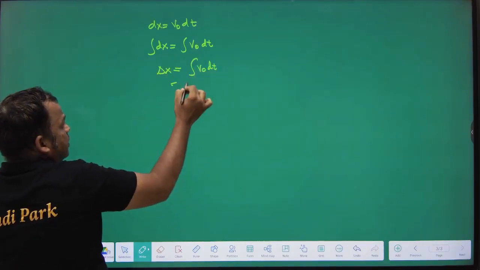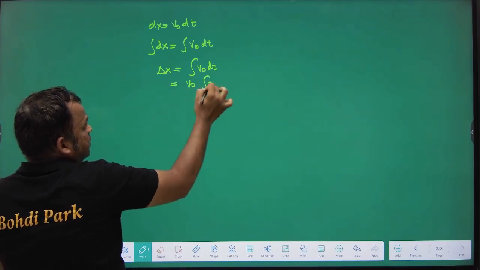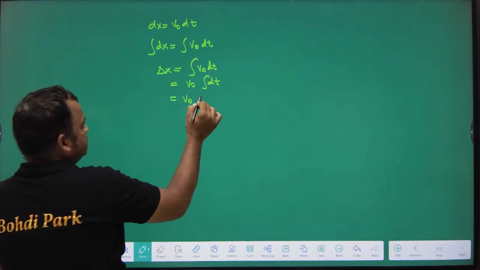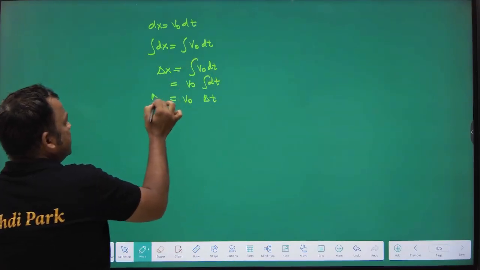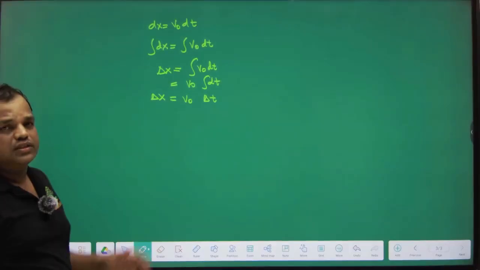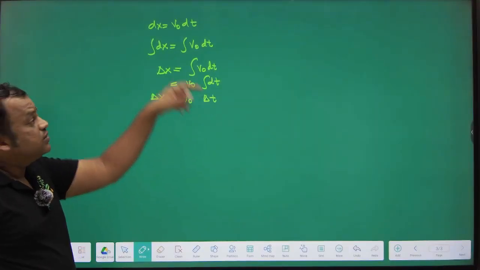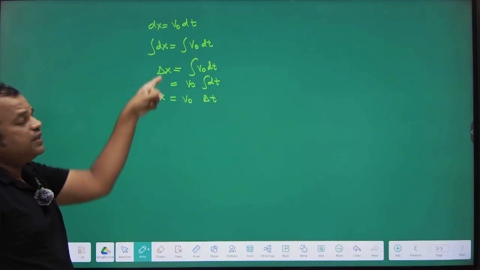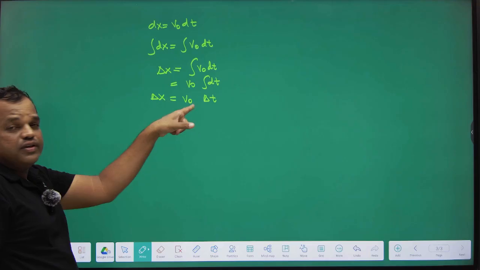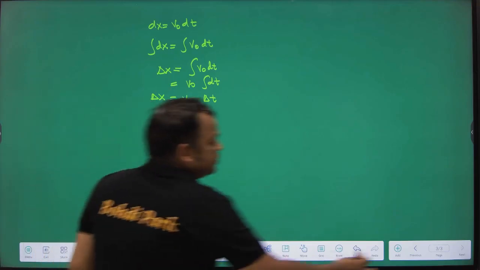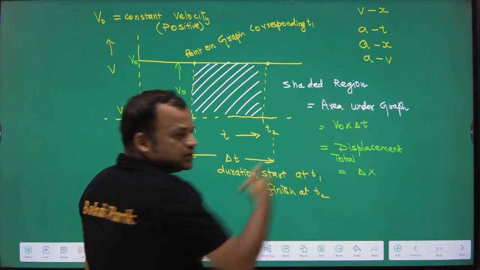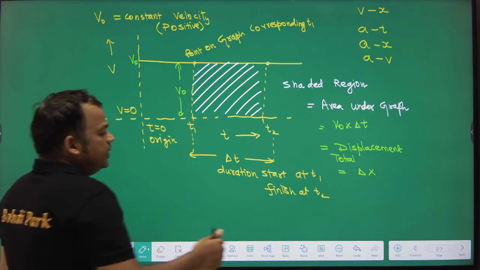And v naught will come out because velocity is constant. Now this is v naught into integration of dt, which is delta t. So delta x is equal to v naught into delta t. So we are understanding v naught into delta t using integration. So delta x is v naught into delta t, and using graph we have v naught into delta t as delta x.